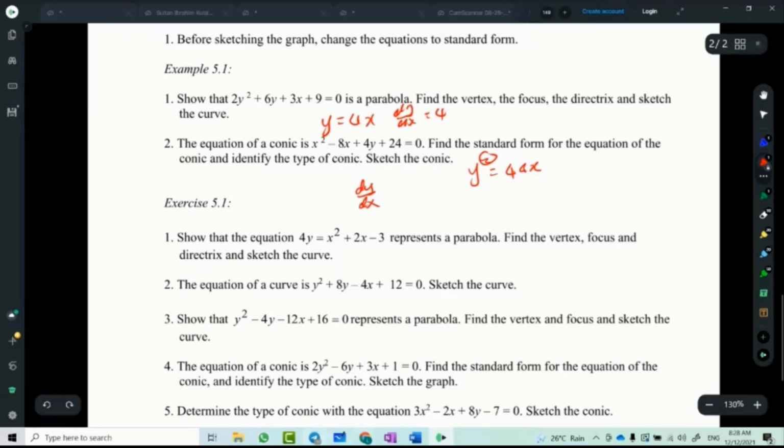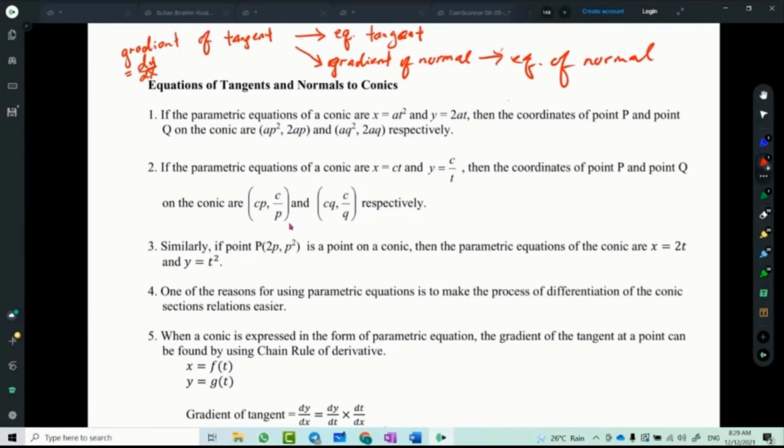Okay, so now in order to get the gradient, so we can use all the method that you have already learned. So far, the method you have already learned is chain rule. So we are going to use chain rule based on the parametric equation. Okay, so now that's why we apply parametric equation to find gradient.